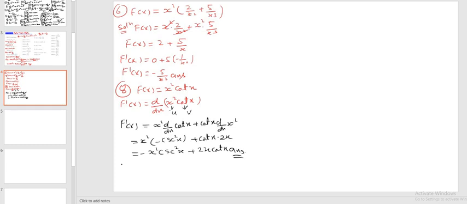Question number 9. Question number 9 is f of x equal to sin x into tan x.